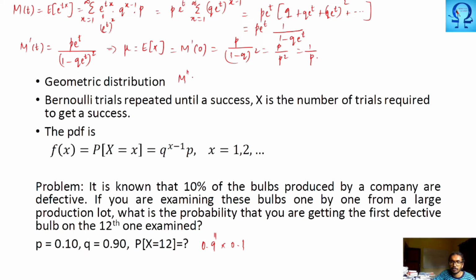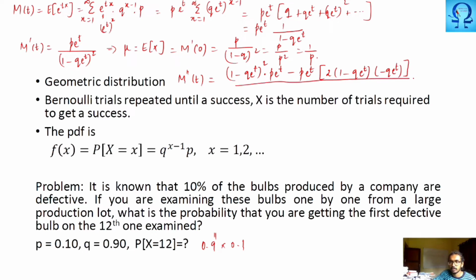Okay, and if you find the second derivative, you would get some lengthy expression, that is (1 minus q e to the power t) whole square multiplied with p e to the power t, minus p e to the power t multiplied with 2 times (1 minus q e to the power t) multiplied with minus q e to the power t, this entire stuff divided by (1 minus q e to the power t) to the power 4. So from this your second derivative of m at 0 is p cube plus 2p square q upon p to the power 4.